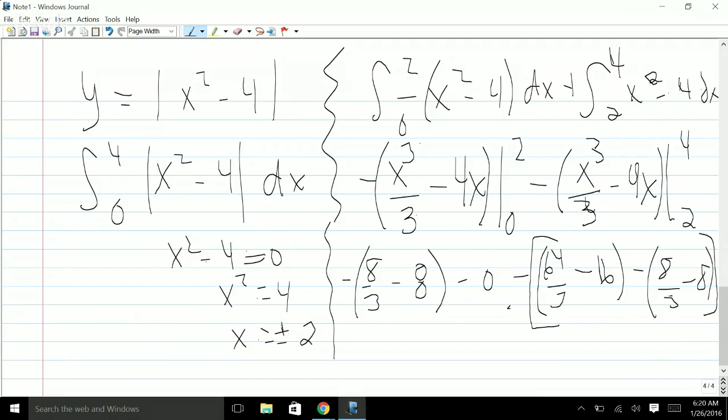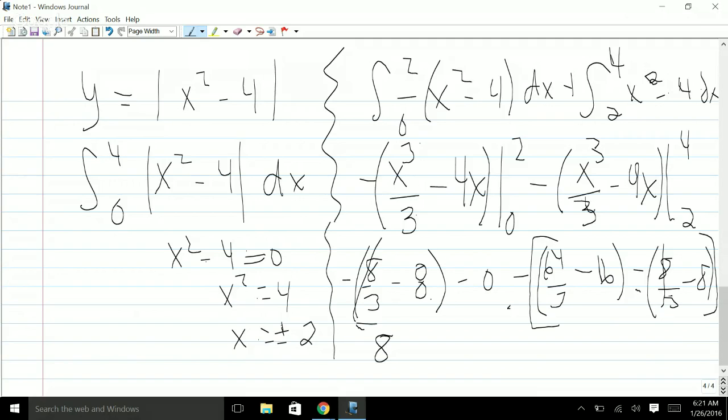Well, here's what's really nice. Negative 8 thirds minus negative 8 thirds. Bam. Okay, 8. I think those are actually going to cancel out. Yeah, we'll just write it out because I don't want to make a mess here. Okay, so we get 8.